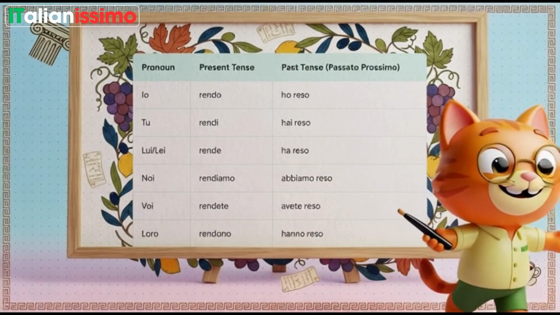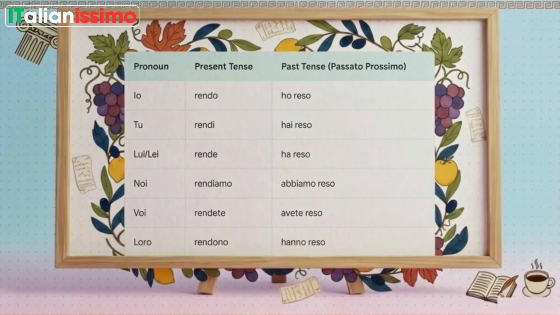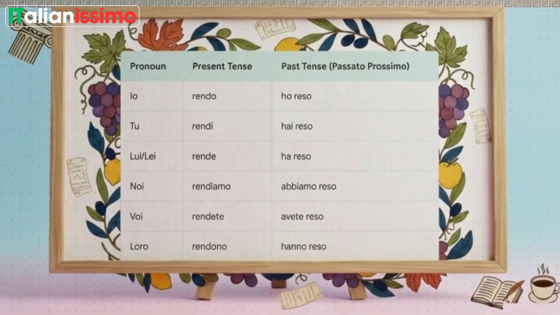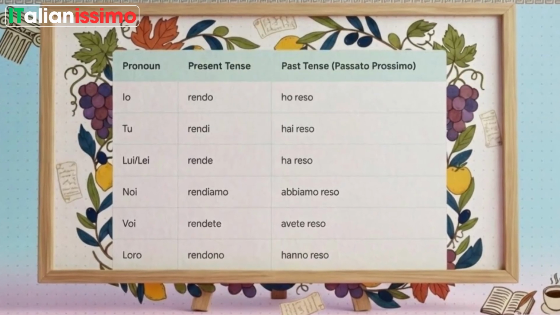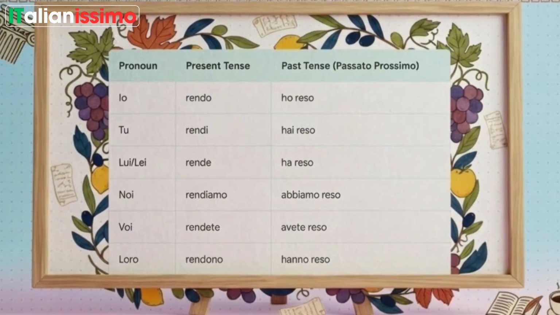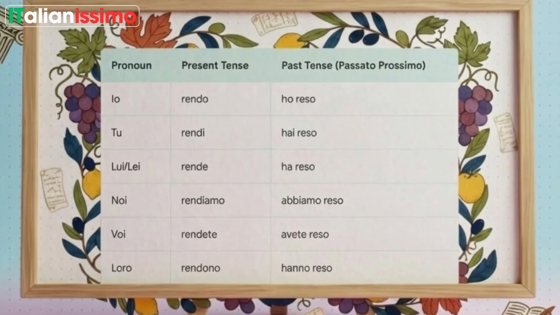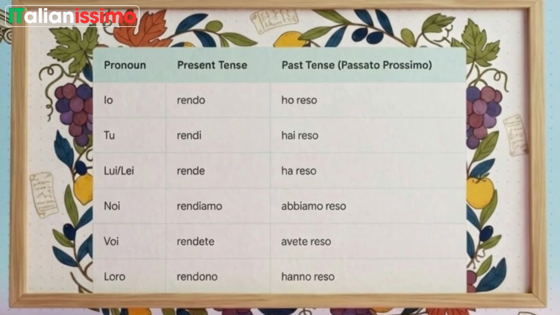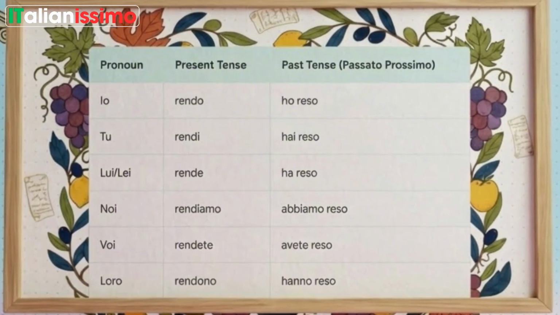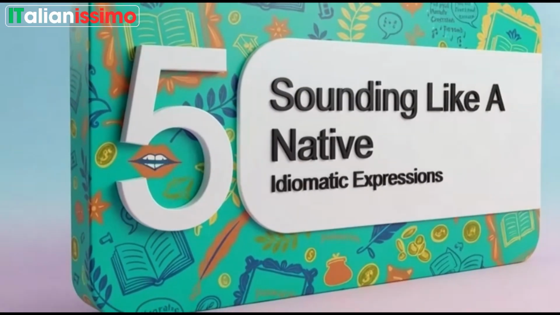For the present tense, we've got io rendo, tu rendi, lui rende, noi rendiamo, voi rendete, and loro rendono. For the past tense, it's easy. You just use avere with the past participle, which is reso. So io ho reso, tu hai reso, and so on down the line. Come on, don't be shy. Say them with me.